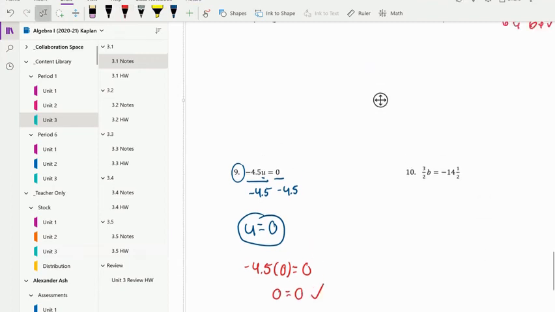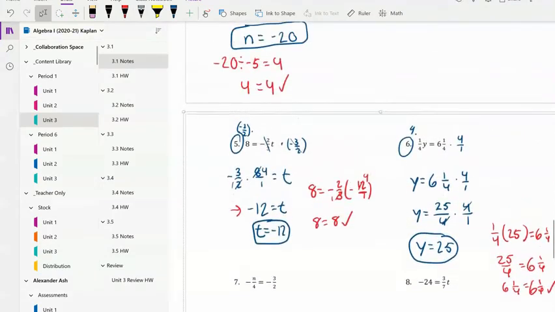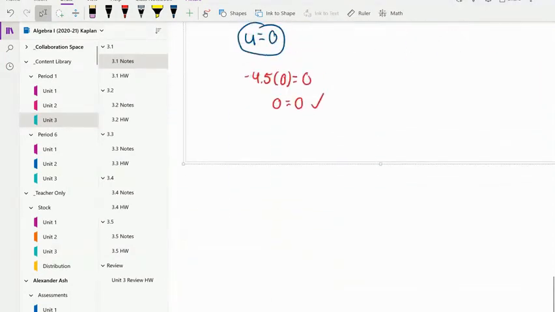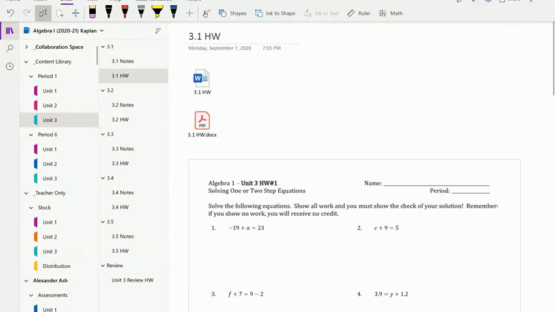Done and done. Again, for this one, you're going to take a look at 4, 7, 8, and 10 on your own. Take a look at those, and you should be good. Don't forget to tackle the 3.1 homework. Don't forget to check your solution on all of these, right? I will be checking for that.